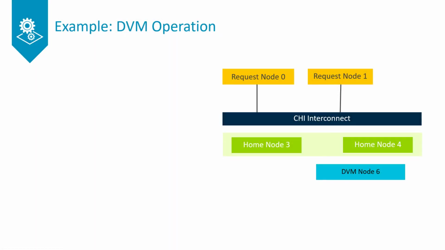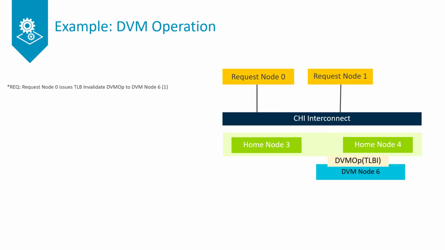Here we go through an example of a TLB invalidation DVM request followed by a synchronization DVM operation. This example shows the different parts of a DVM request, the snoops generated by the DVM node, and how a DVM sync ensures that prior DVM operations have been executed.